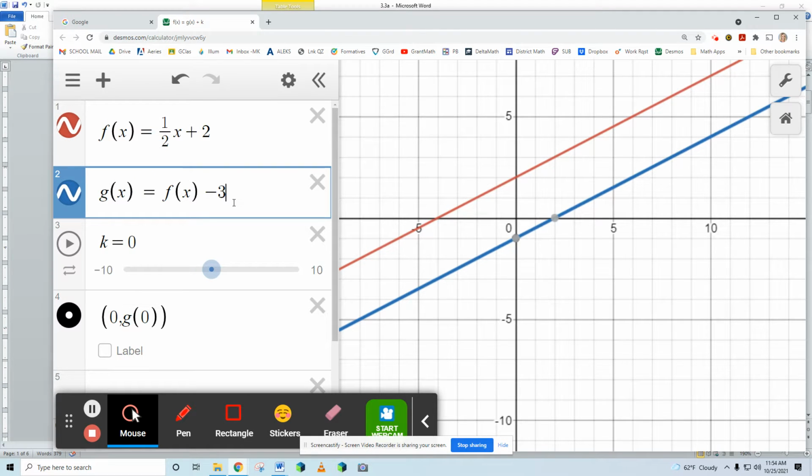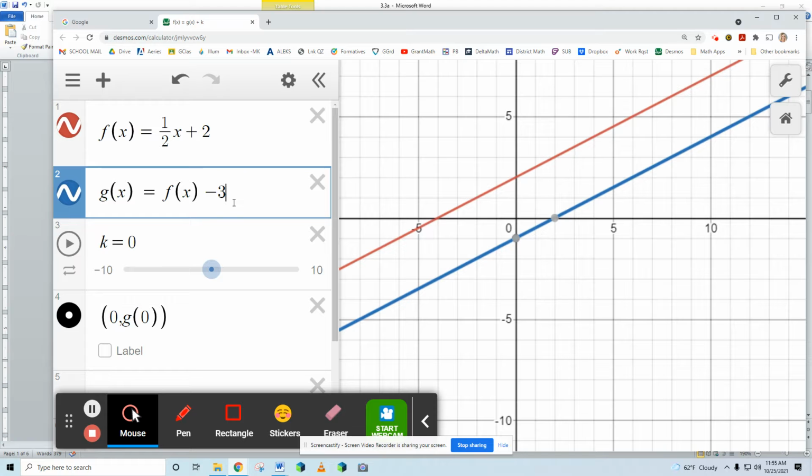Let's go down. Minus 3. My y-intercept is 3 lower than it was before. It was at 2, and I dropped it down 3. The lines are still parallel. They have the same slope. I just am shifting this line up and down by changing my k.